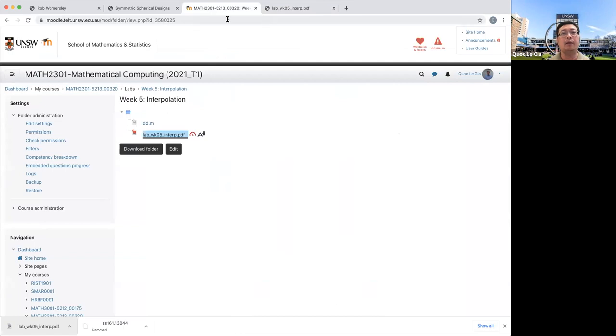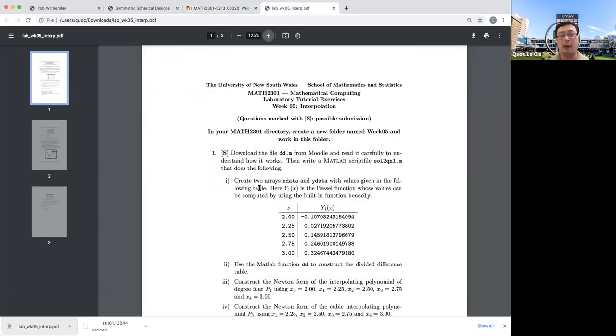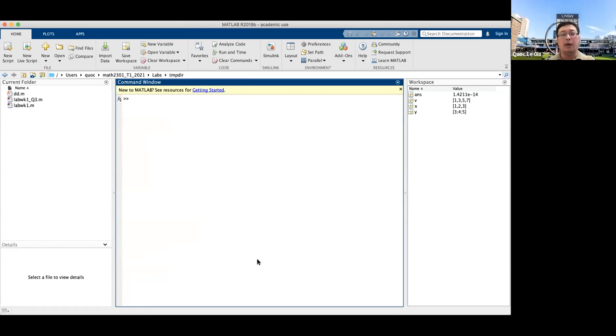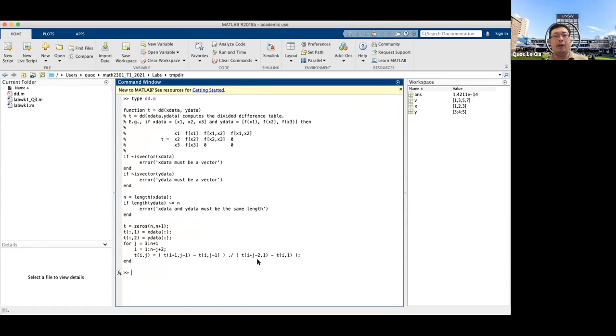I just downloaded it and put it in my MATLAB directory, and I can share my MATLAB screen. So this is my MATLAB screen. I just cleared it, and you can see that I put dd in the directory already. If I want to see what is inside dd, I just type dd.m. And you can see that dd computes the divided difference table.